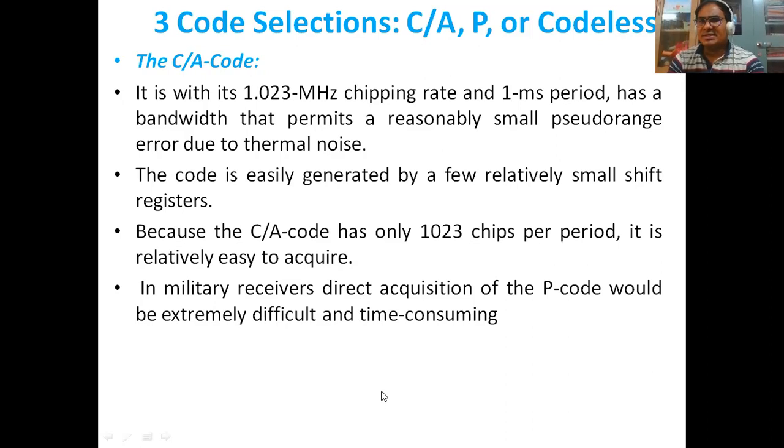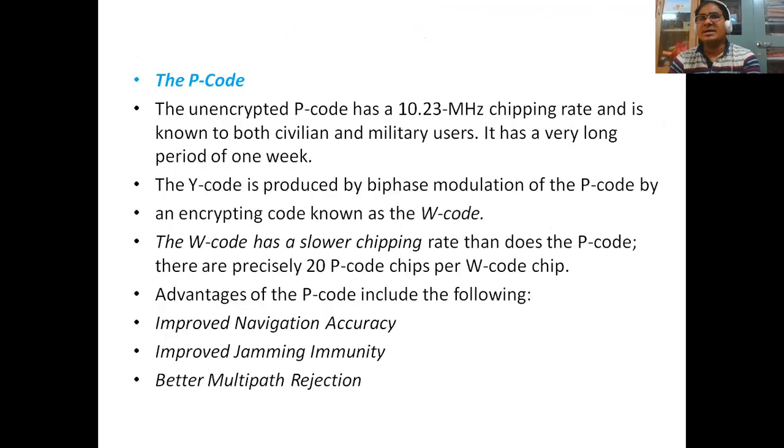In military receivers, the direct acquisition of the P code would be extremely difficult and time consuming. So the second one is the P code.